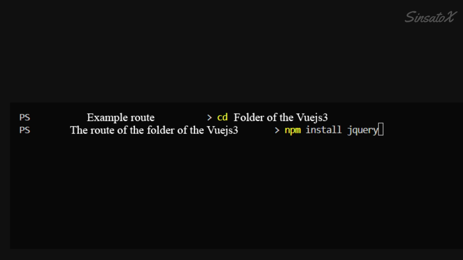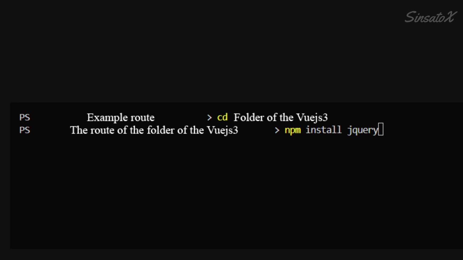Hello, in this video, I will show how to install jQuery in a Vue3 project. The first thing we have to do is go to the CMD, to the terminal, where our Vue3 folder is. So we write cd and our Vue3 folder.